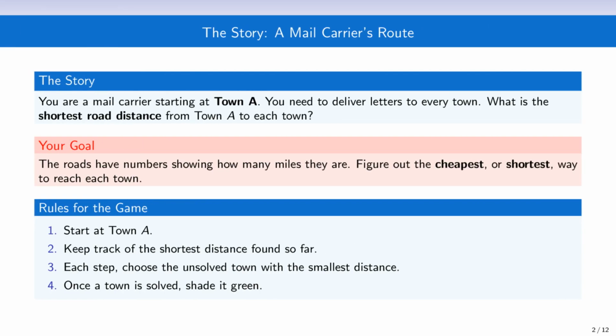Imagine you are a mail carrier starting at town A. Your goal is to deliver letters to every town by finding the shortest road distance. We follow simple rules. Start at A, track the shortest distances, choose the unsolved town with the smallest distance, and shade it green once solved.